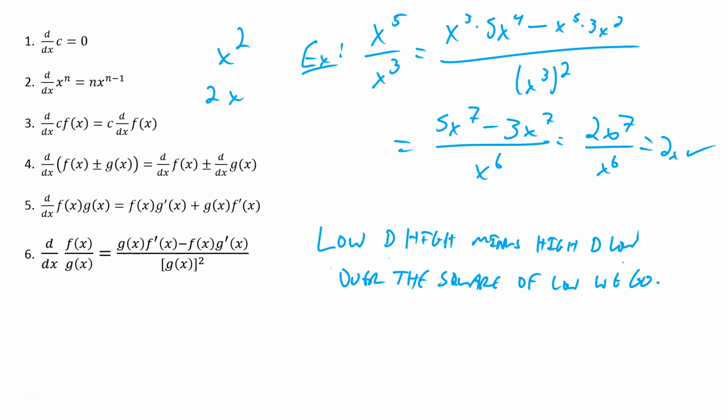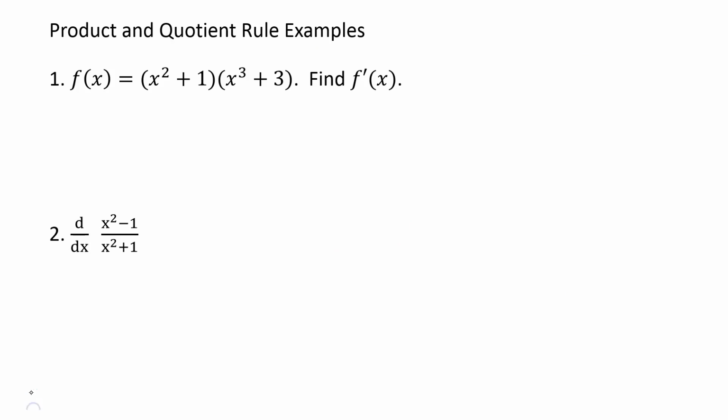So the reason this helps me is because d stands for derivative, right? So low you leave alone. D high, you take the derivative of the top function, minus high d low over the square of low we go. You can even see it here. Low we leave alone, d high minus high d low over the square of low we go. Kind of cool. Let's try it with some examples.